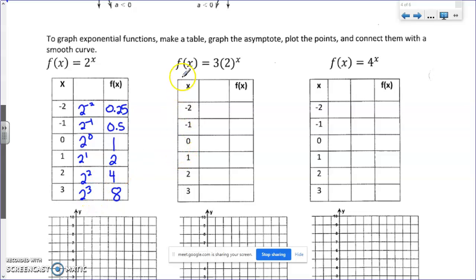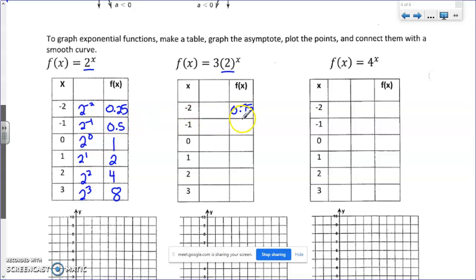Okay? Now, here, do I have to plug this in my calculator? What does this 3 do to the problem? What does it do to the graph? It stretches. It makes it bigger by 3. So this stretches by 3. That means if I know 2 to the x is 0.25, without even doing a calculator, 3 times 0.25 is 0.75. This is the same problem as this. The only difference is multiply by 3. So 3 times 0.25 is 0.75, right?